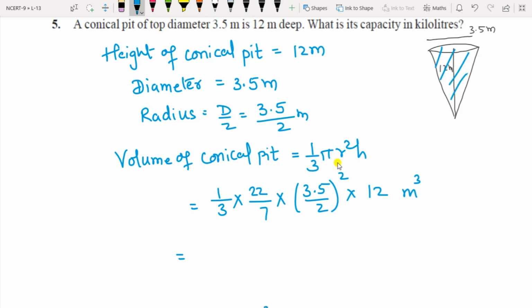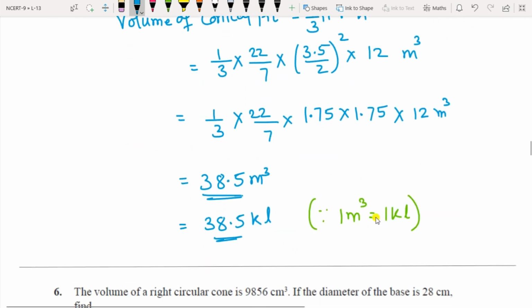So volume of conical pit is 1 by 3 pi r square h. Substitute the values. R is d by 2, so it is 3.5 by 2 multiplied by height, which is 12. So 1 by 3 into 22 by 7 into 1.75 into 1.75, divided by 2 times into 12. On solving this, you will get 38.5 meter cube as the volume of the conical pit.